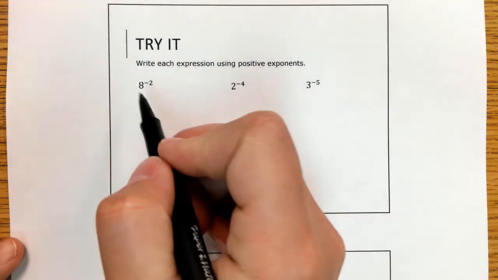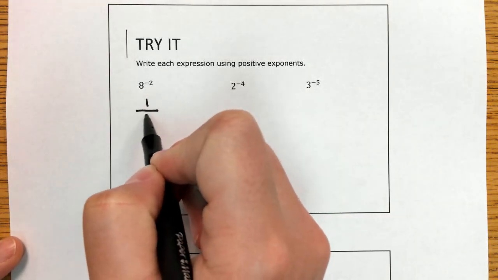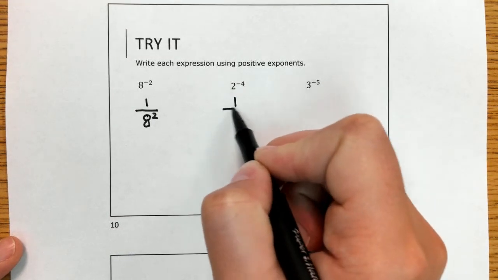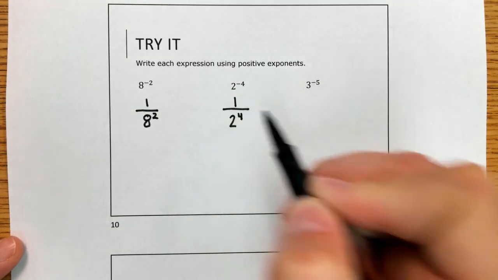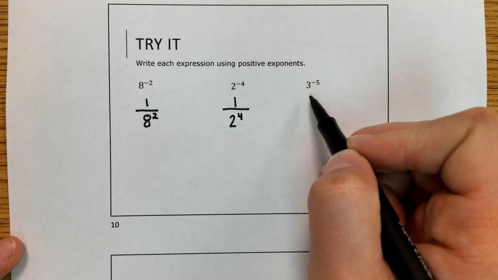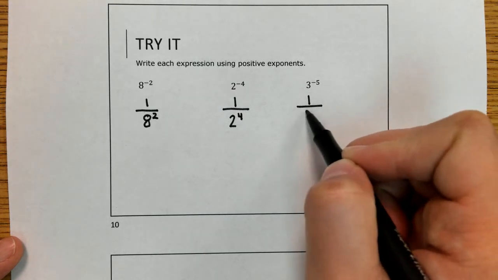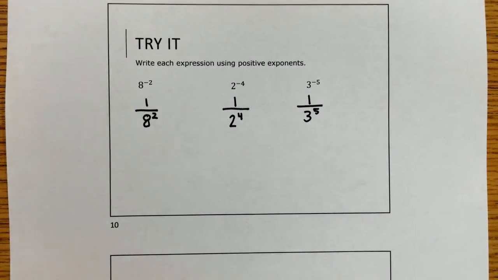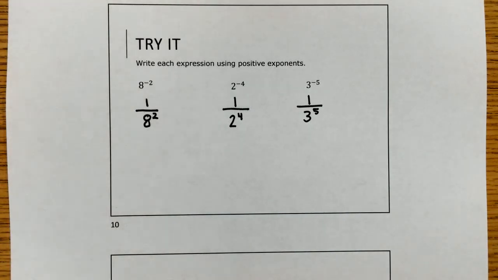So for the first one, we would have 1 over 8 to the second power. 2 to the negative fourth power becomes 1 over 2 to the fourth power. And then 3 to the negative fifth would become 1 over 3 to the fifth. So when you have a negative exponent, you just bring it to the bottom and make it positive.